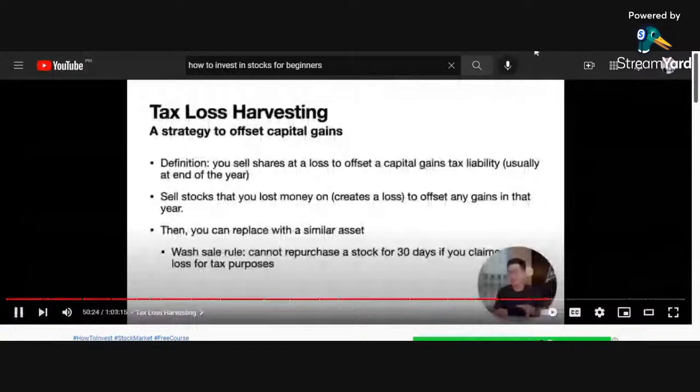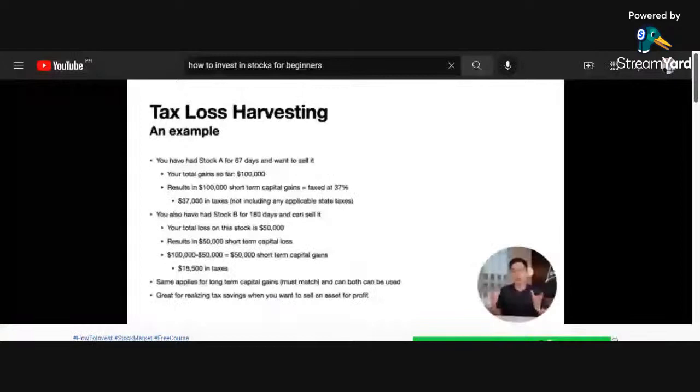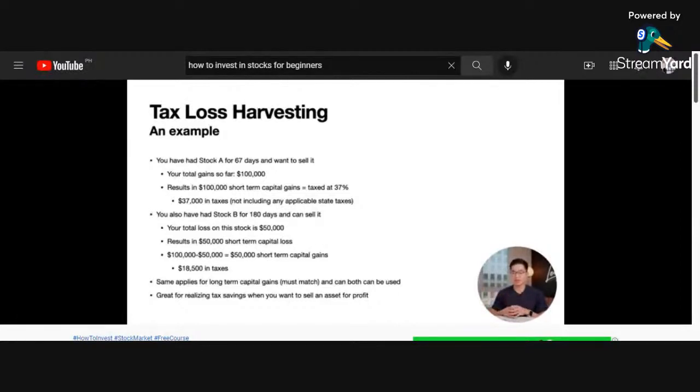An example of tax loss harvesting. Let's say you've had stock A for 67 days and you want to sell it. Your total gains so far are $100,000, right? You've made a gain of $100,000 on the stock. This results in $100,000 of short-term capital gains because you sold within 67 days and not over 1 year. So this would be taxed at 37% if you are in the highest income bracket. This means that you're gonna have $37,000 in taxes, not including any applicable state taxes.